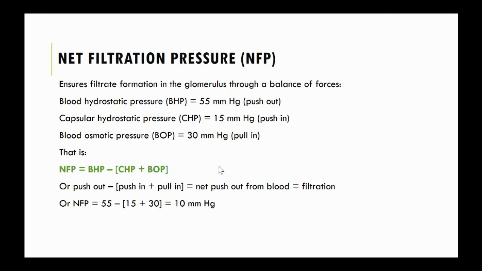And then we have our blood osmotic pressure. We talked about how the blood osmotic pressure is the pull back in, and we have that because of the plasma proteins within the blood itself. So we have this net filtration pressure: our blood hydrostatic pressure minus the capsular hydrostatic pressure and the blood osmotic pressure. So if we have 55 minus 15 minus 30, we get 10 millimeters of mercury. This is a net push out from our blood, which gives us filtration.